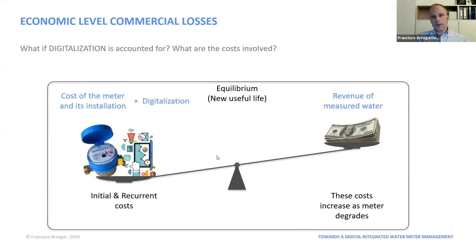And what happens when we introduce digitalization in the water utility and we start using digital tools that help us to reduce commercial losses? Then we have an extra cost that is added to the meter and its installation, and we have to compensate that extra cost with an extra revenue. That means that we will need to obtain more from the meters. So digital applications are very good, but of course, we will always need to obtain an extra benefit from the applications and the tools to be able to really compensate the extra cost.